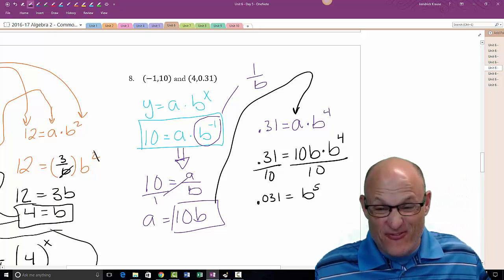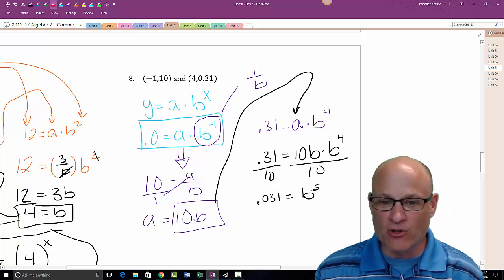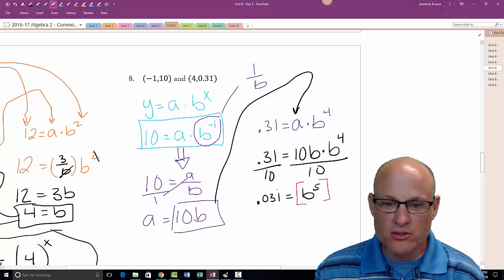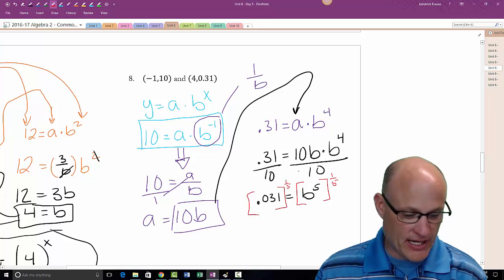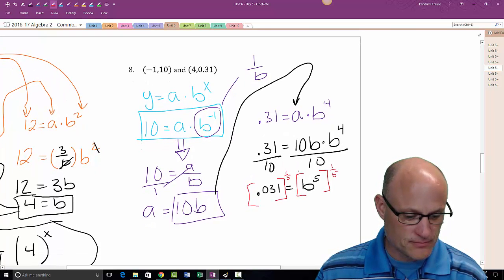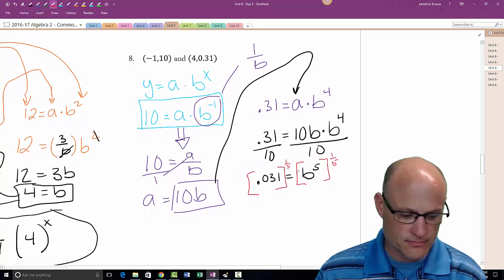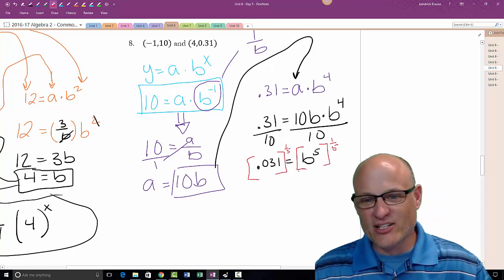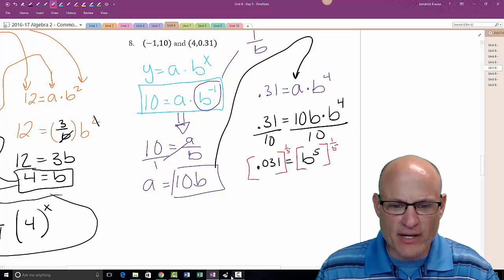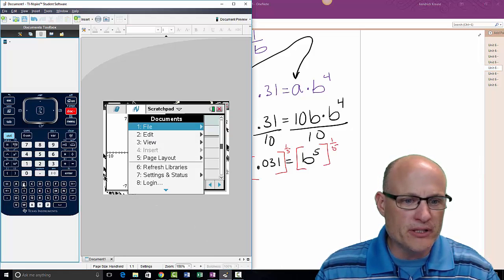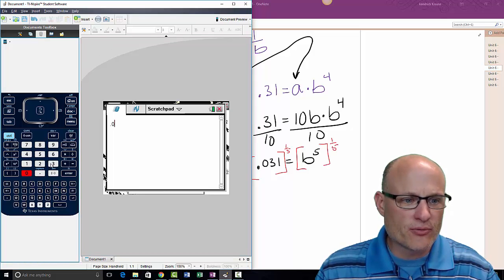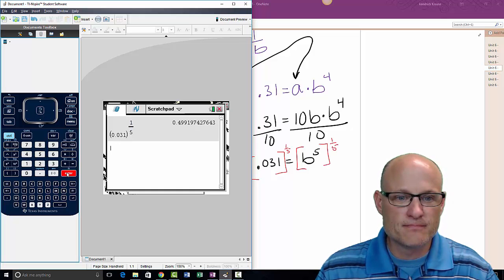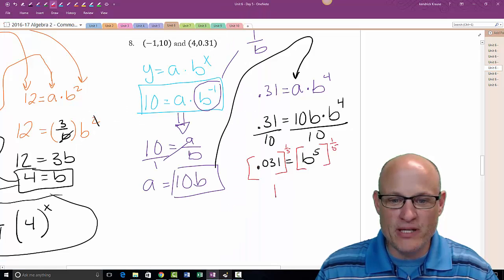All right, well, how do I get rid of the 5th power? The only way to get rid of the 5th power is to raise it to the reciprocal. Well, the reciprocal is 1/5. Anybody got any idea what that's going to be? Let's see. Yeah, I've got to go to my calculator. 0.031 raised to the power of 1 over 5 is 0.499.